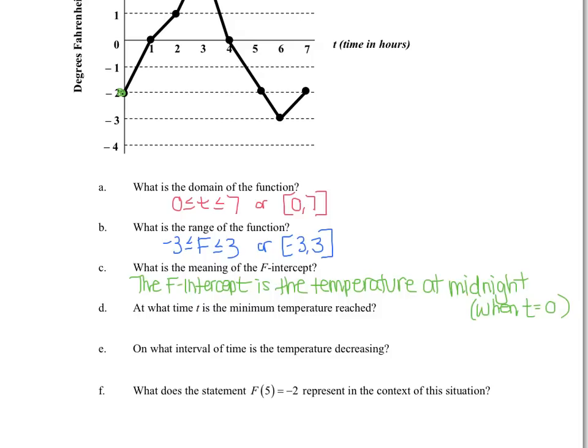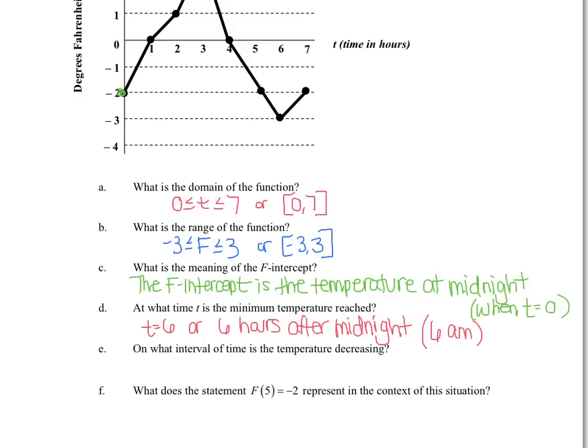Part D says, at what time T is the minimum temperature reached? Well, our minimum temperature is right here at negative 3, and that's at 6. So it's reached when T equals 6, or 6 hours after midnight, which really is 6 a.m.